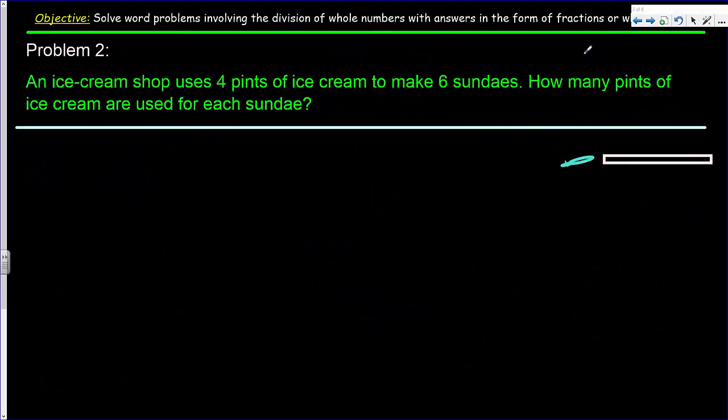Moving on to the next page, here we have problem 2. Now, we have an ice cream shop uses 4 pints of ice cream to make 6 sundaes.